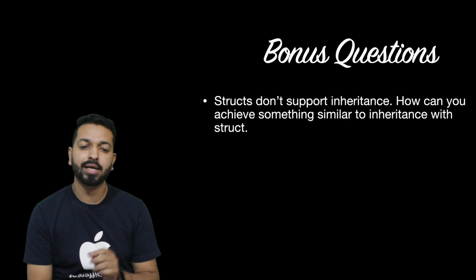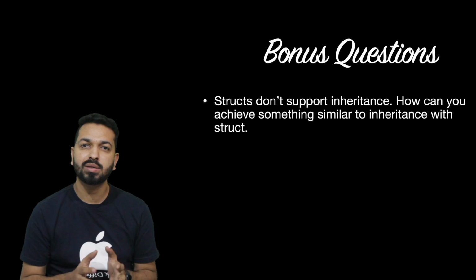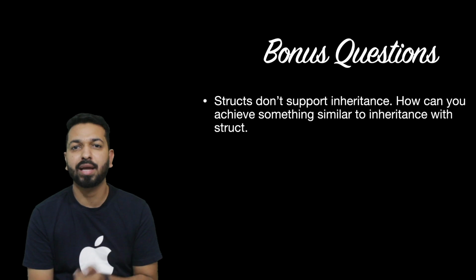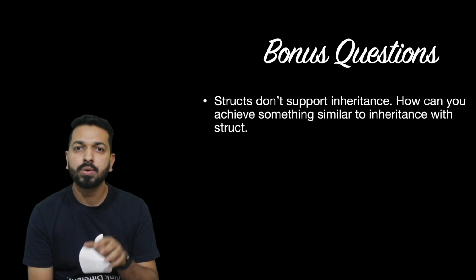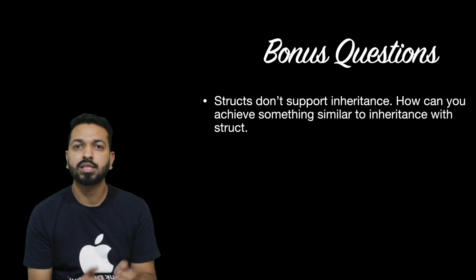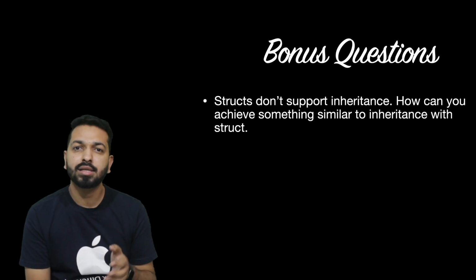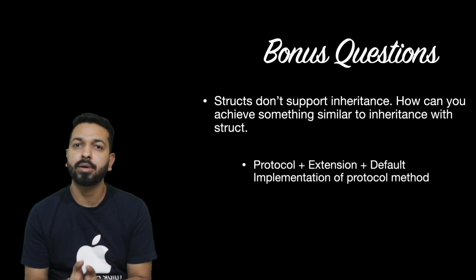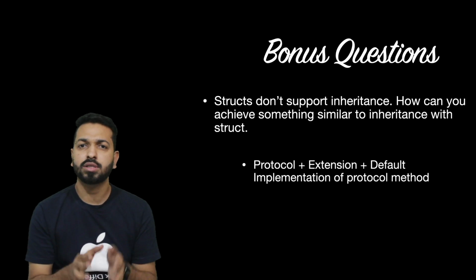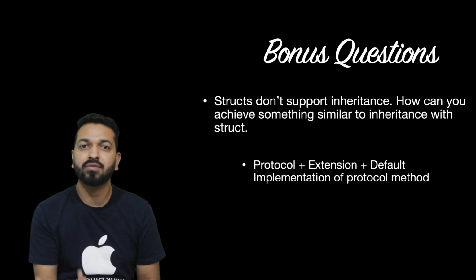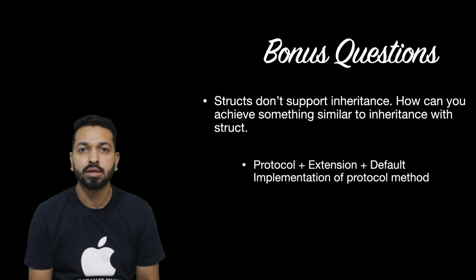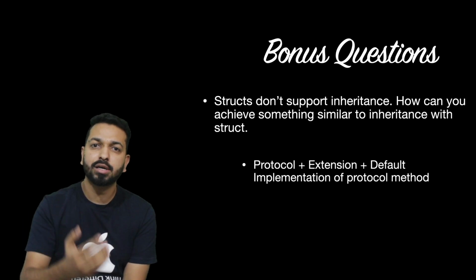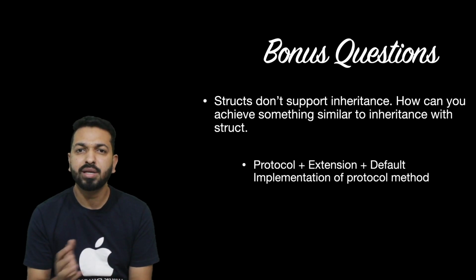And the third question is that structs don't support inheritance. How can you achieve something similar to inheritance with struct? So this is a kind of question which is generally asked to check the depth, that how deep can you think, how can you use the things which are already available to you for achieving something which is not available. And the answer for this kind of question would be using protocols and extensions by providing a default implementation to the functions of protocols. So of course structs are not having inheritance, but structs can conform to protocols and we can write extensions to the protocols. So if we provide a default implementation for any method mentioned in the protocol and then our struct conform to that protocol, we can achieve something similar to the inheritance.